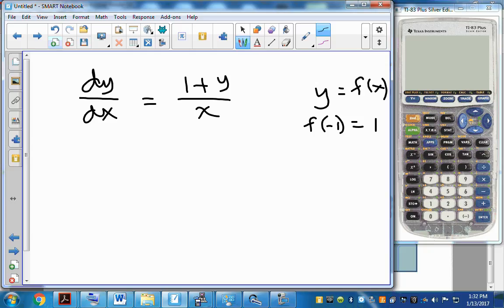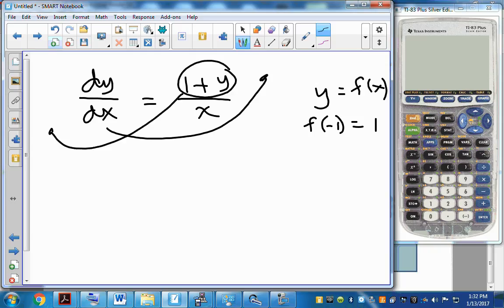Okay? So this dx is going to go there, right? And this sum is going to go down here. And that's the only way you can do it. So you have dy over 1 plus y, and this is 1 over x dx. You could write dx over x.